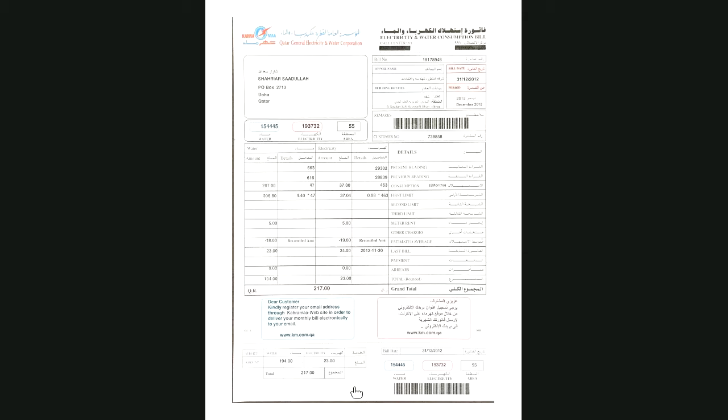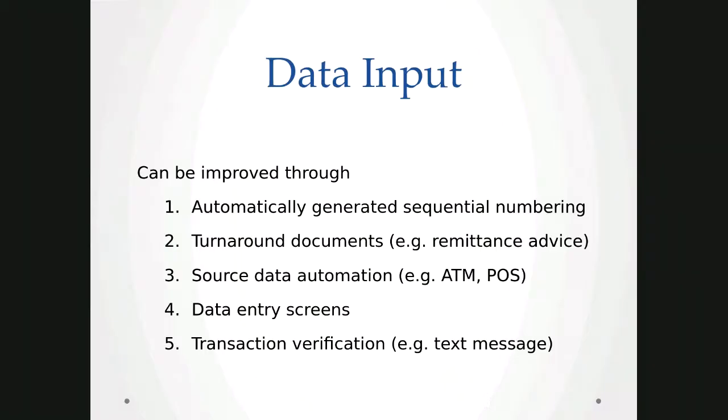So a turnaround document is a document that comes to the customer, and the customer sends it back, or part of it back, so that the organization can input the data more efficiently. This example that I just gave is an example of a turnaround document, which is number two in our slide. And the example that I shared with you is called a remittance advice. So remittance advice is notification of payment. When I made the payment, I sent that piece of paper back, and that is called a remittance advice.